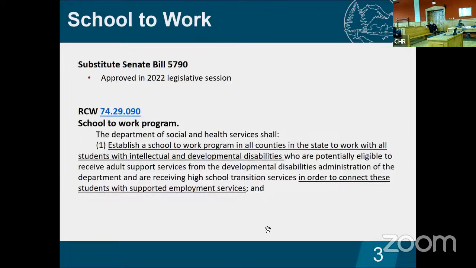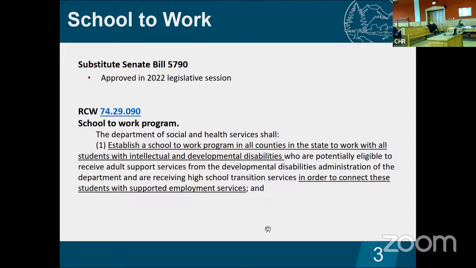So I just wanted to bring back some of this information because it was a question that came up before related to the School to Work contract. I wanted to backtrack a little bit about how School to Work came about. There was a bill that passed in the 2022 legislative session, Senate Bill 5790, and it ended up in RCW for the School to Work program.